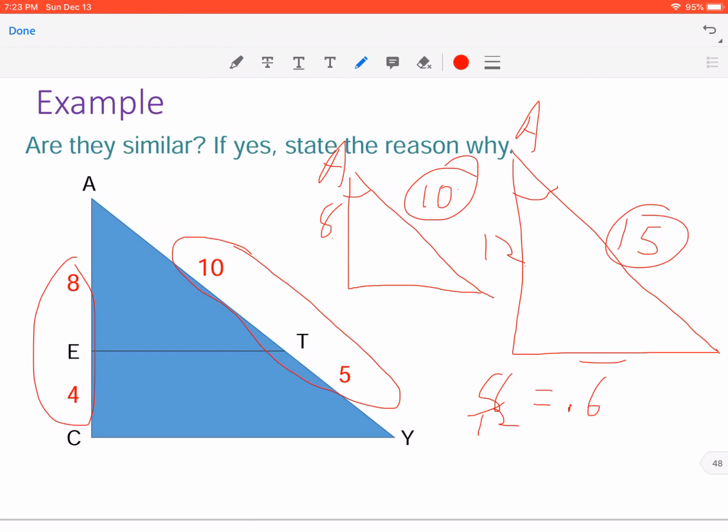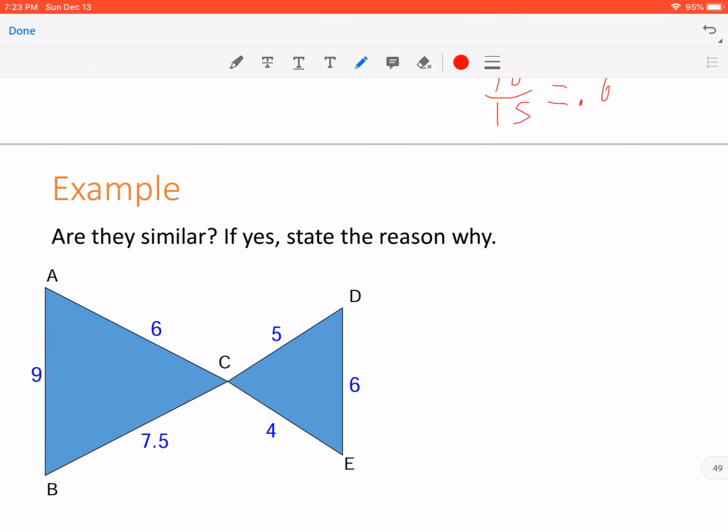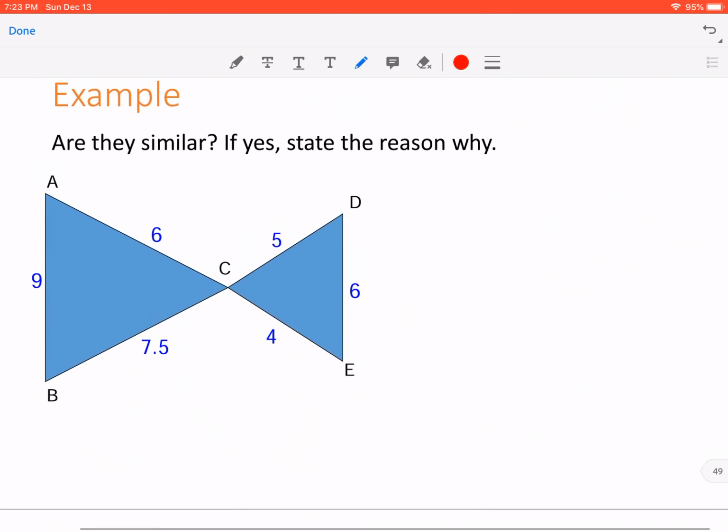If we don't get 0.6 repeating, they're not similar. So do 10 divided by 15, guess what? It's 0.6 repeating, so yes, they are. The reason why would be side, angle, side. Alright? Same thing, are they similar? And if so, state the reason why.